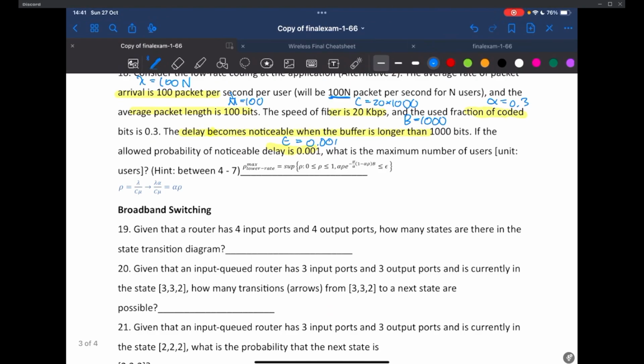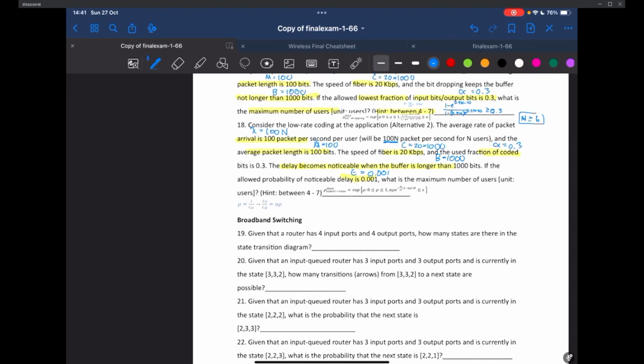I don't know. The rest are broadband switching questions. The professor said it won't be on the exam, but if you want to look at it, go ahead. I'm not going to cover it.